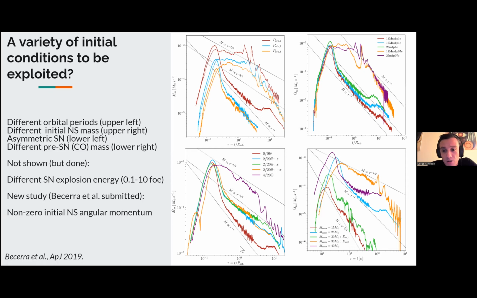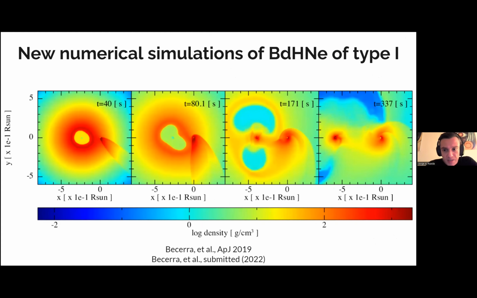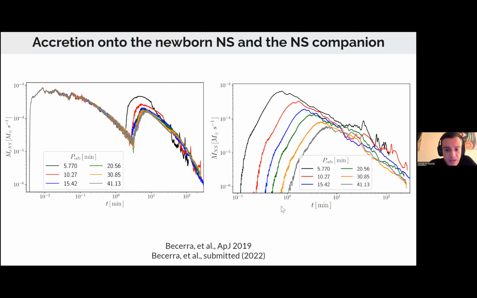So in all the simulations of 2019, we always started with non-rotating stars, but this is not necessarily the case. And there are differences if you start with a non-zero angular momentum. This is a plot of the new numerical simulations with increased resolution. And again, you see that at the end, both stars are accreting material and one of them gets the critical mass to form a black hole. That was the neutron star companion, not the newborn neutron star. So these are the new studies and results.